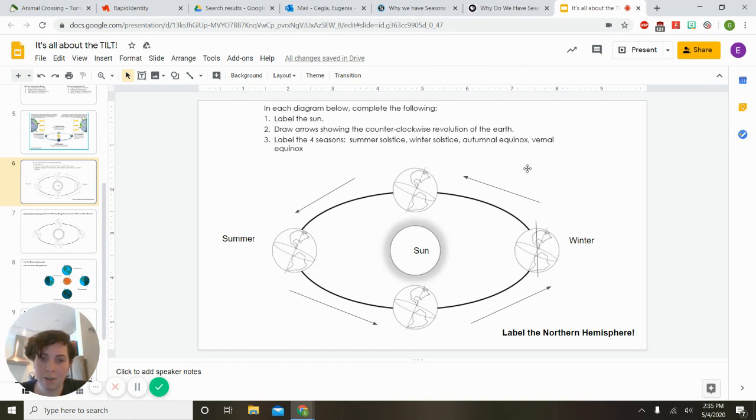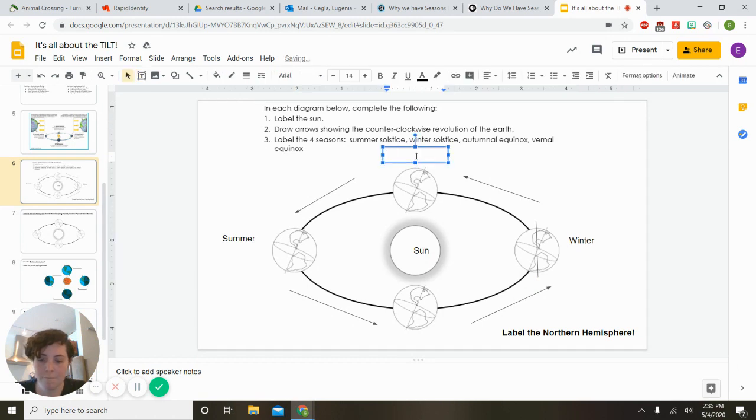If I'm looking here, Earth moves around counterclockwise. So winter going into summer, this season here should be labeled spring. And then down here on the other side, we are going from summer into winter, which means that we go through fall in that process. All right. So those are our seasons.